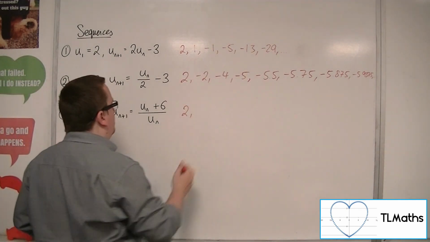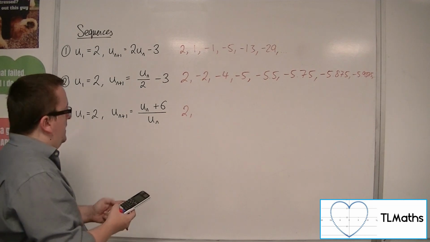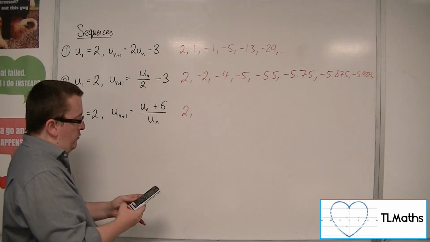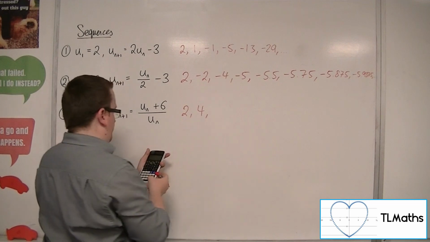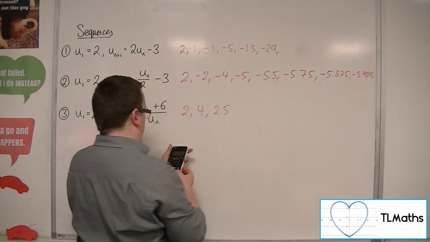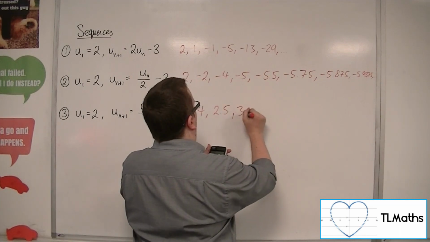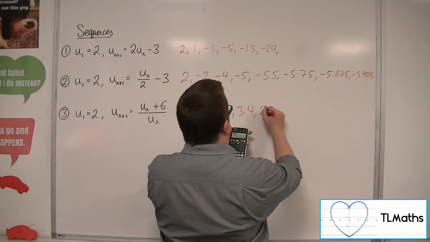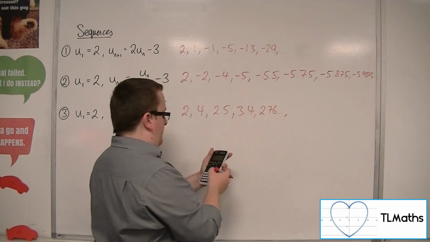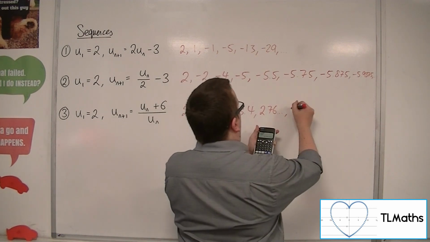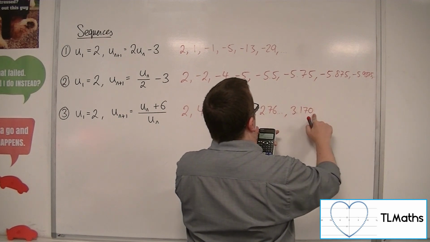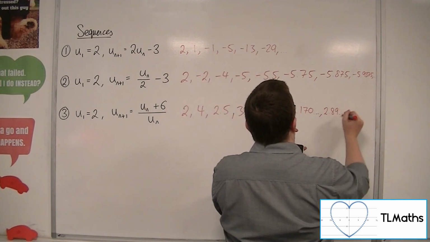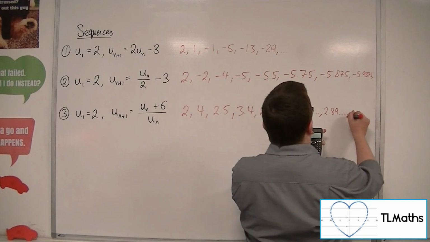So we're starting off with 2 again. So we've got 2 equals, then opening up the fraction, answer plus 6, and answer in the denominator as well. So the next term is 4, then 5 halves, so 2.5, then 17 fifths, so 3.4. Then we've got 47 seventeenths, so 2.76, etc. Then we've got 149 47ths, so 3.170, etc. So then we've got 2.89. Then we've got 3.07.